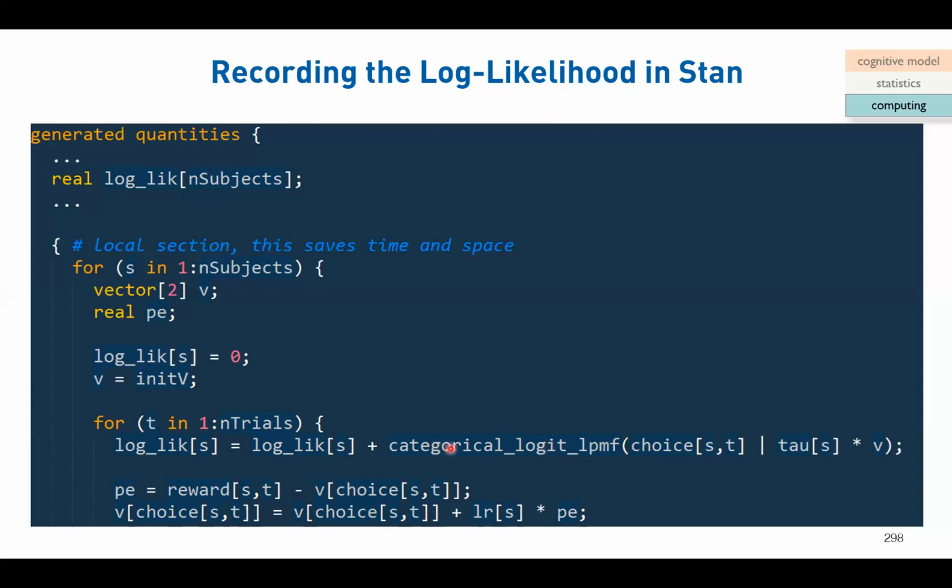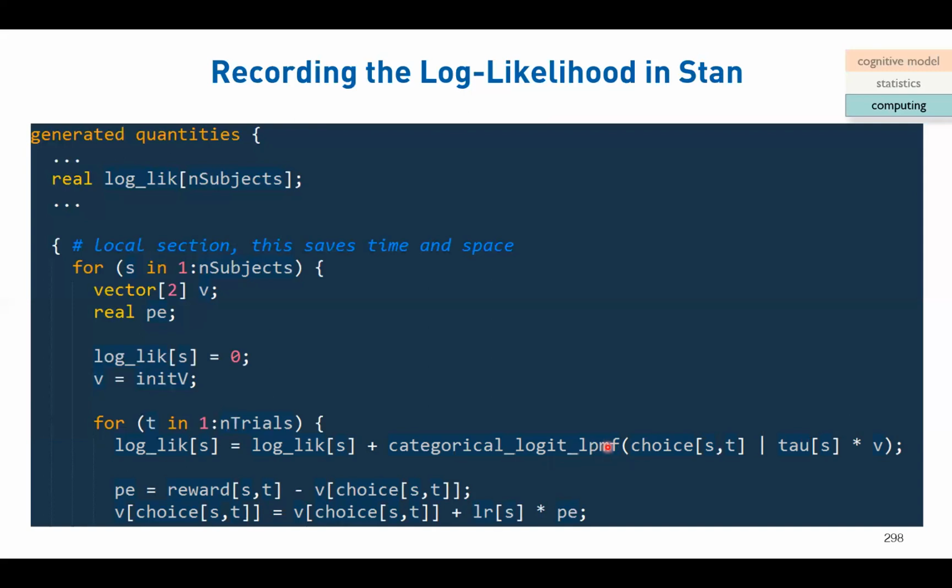So when we know the name of the sampling statement, categorical logit, we know that this part is for the log likelihood calculation. You see here the LPMF, what does that mean? That means the log probability mass function. This one basically calculates the log likelihood of anything inside. Here I need to go a little bit slower.